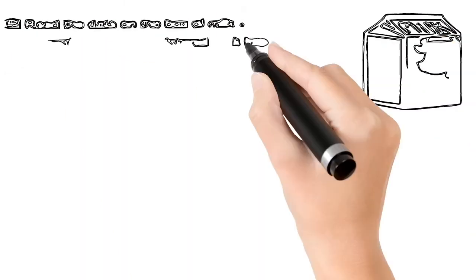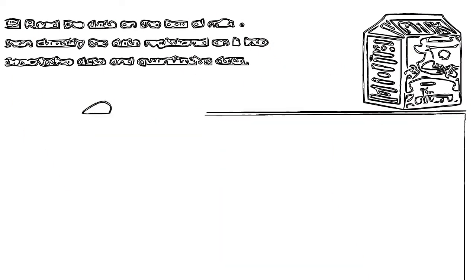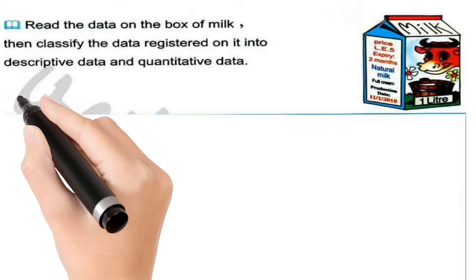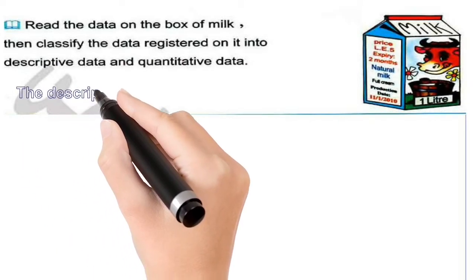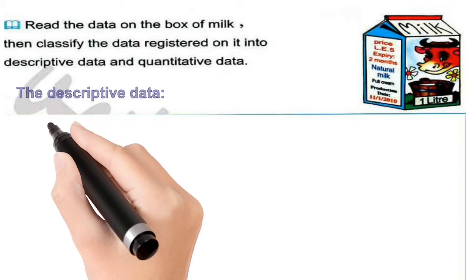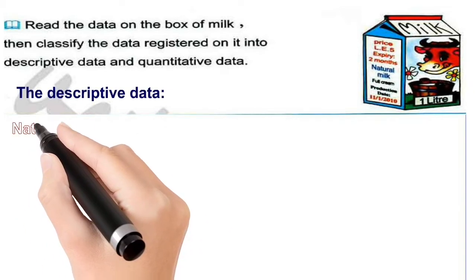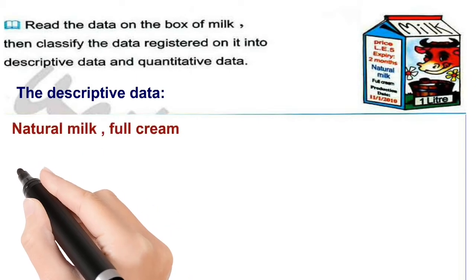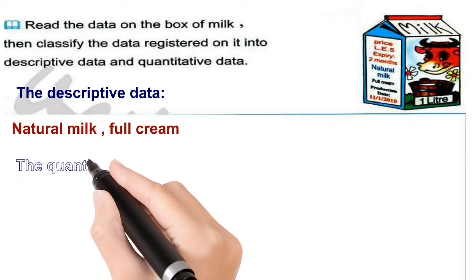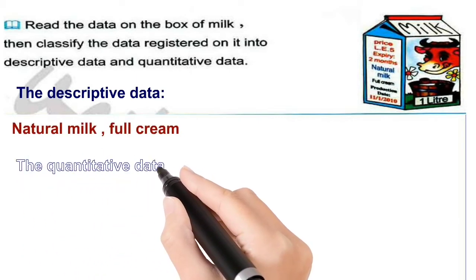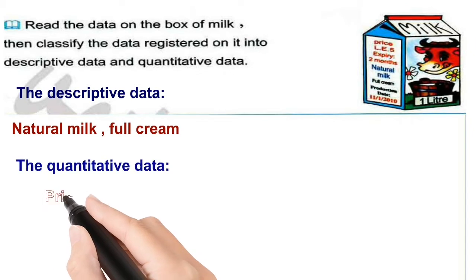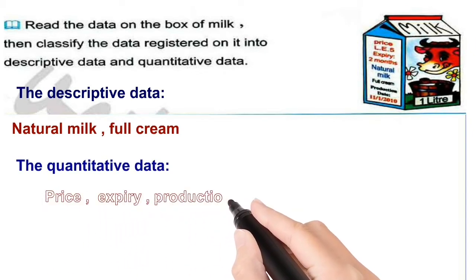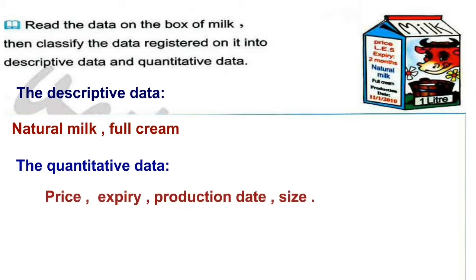Okay, now read the data on the box of milk, then classify the data according to descriptive or quantitative. Descriptive data like natural milk or full cream. What about the quantitative data? Quantitative data like price, as we see, expiry, production date, and size.